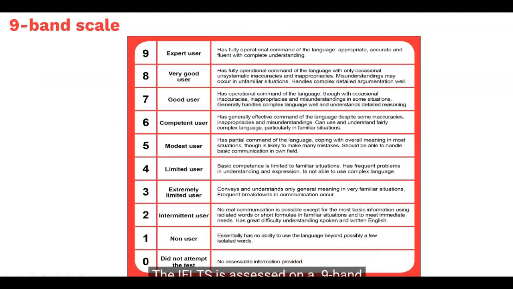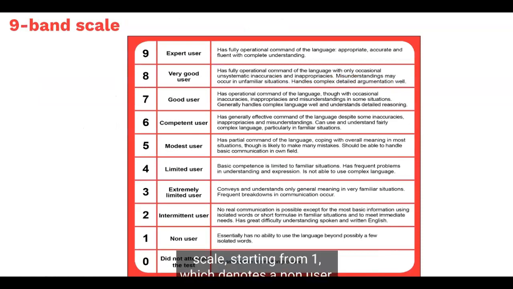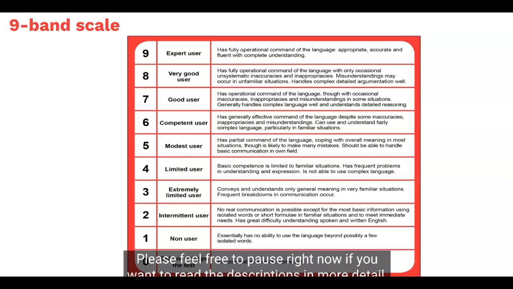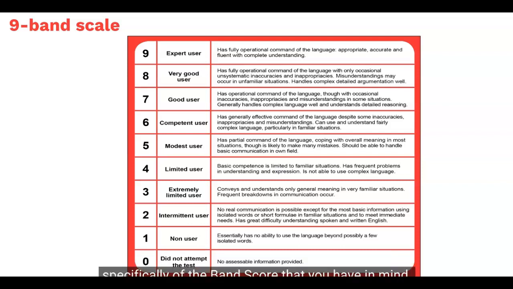The IELTS is assessed on a 9-band scale, starting from 1, which denotes a non-user, all the way up to band 9, which signifies an expert user. Please feel free to pause right now if you want to read the descriptions in more detail, specifically of the band score that you have.